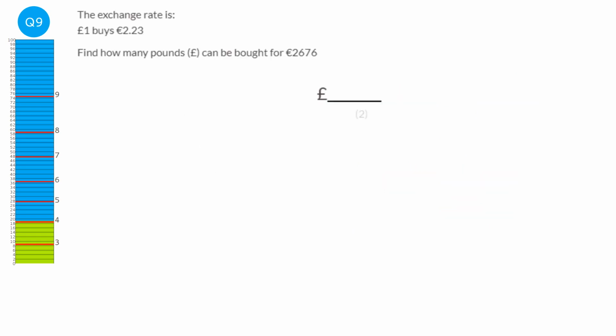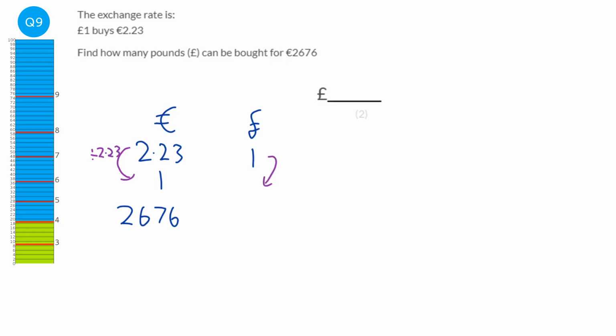In this question we've got euros and we've got pounds, and we're told that £1 is 2.23 euros. And we're trying to understand what 2,676 euros is in pounds, and we're going to do that by finding out what €1 is and then finding out how much 2,676 are. So to get from 2.23 to 1, we divide by 2.23, and we're going to do that on both sides.